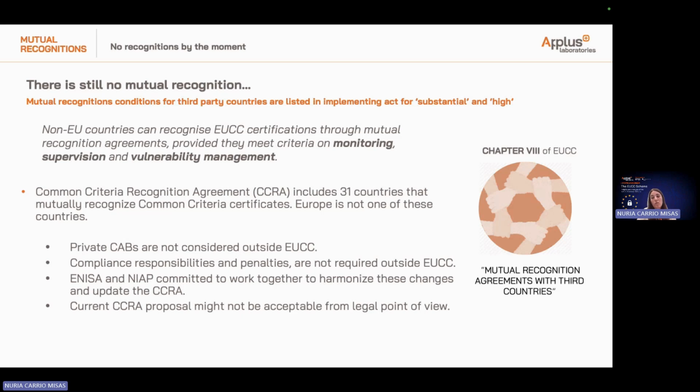Why? Because there are some differences between the former scheme and the new EUCC scheme. For example, private CABs are not considered outside the EUCC, and the compliance responsibility and penalties are not required outside the EUCC. So these changes need to be somehow addressed. That's why ENISA and NIAP, for example, committed to work together to harmonize these changes and make a new mutual recognition agreement. Maybe later on we can talk more about it.